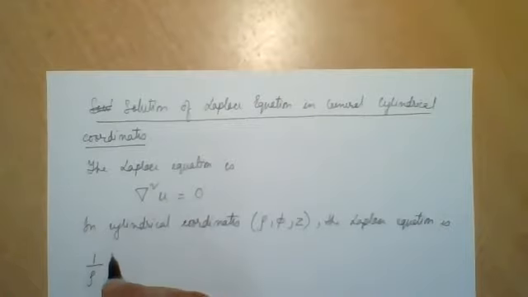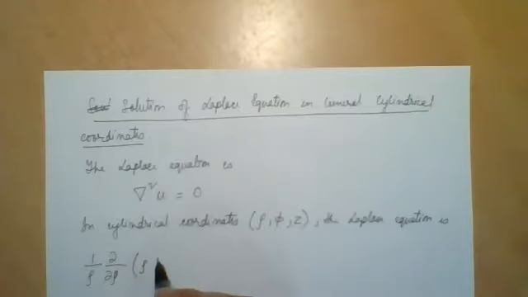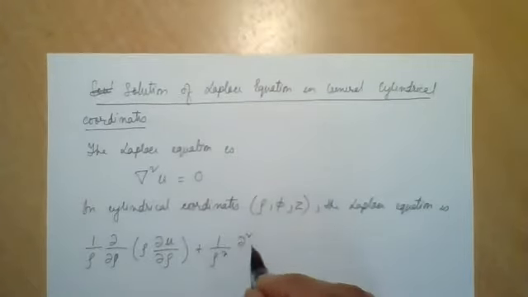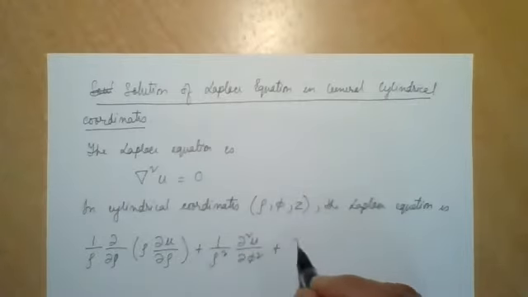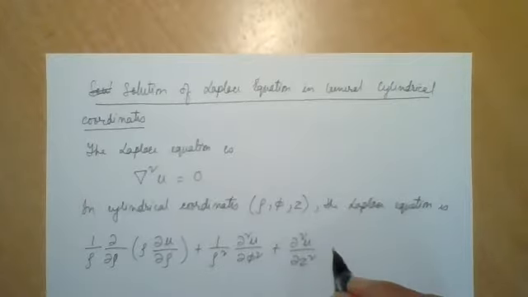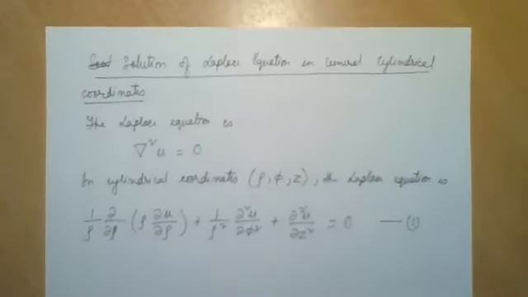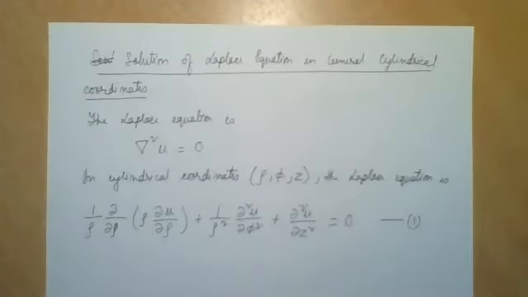1 by rho, d by d rho of rho dou u by dou rho, plus 1 by rho square dou square u by dou phi square, plus dou square u by dou z square. This is equal to 0. We call it equation number 1. This is Laplace equation in cylindrical coordinates rho, phi, and z.